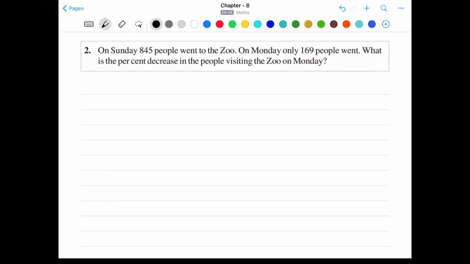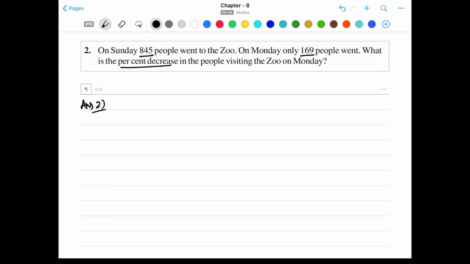Okay, now let's move to question number 2. It says on Sunday 854 people went to the zoo. On Monday only 169 people went. What is the percentage decrease in people visiting the zoo on Monday? Okay, as Sunday is a holiday, 854 people visited the zoo, while on Monday, which is a working day, the number of people visiting the zoo decreased to 169. So we have to calculate the percentage decrease in the number of people visiting the zoo on Monday.